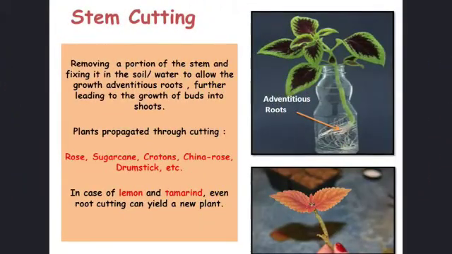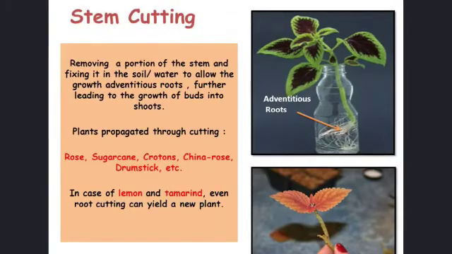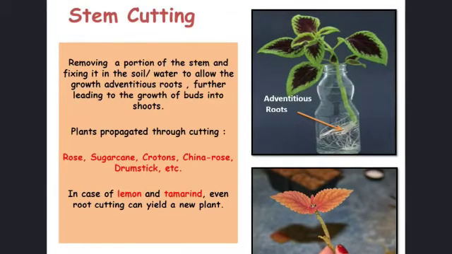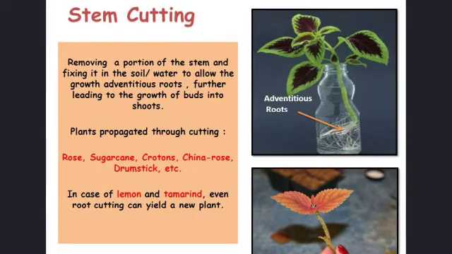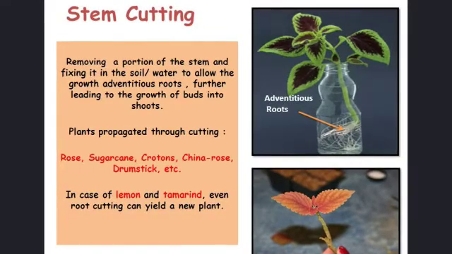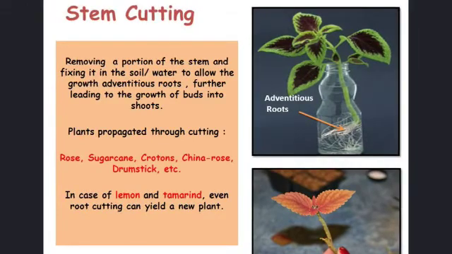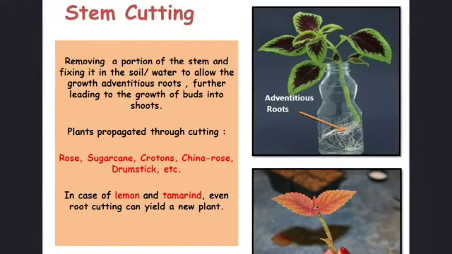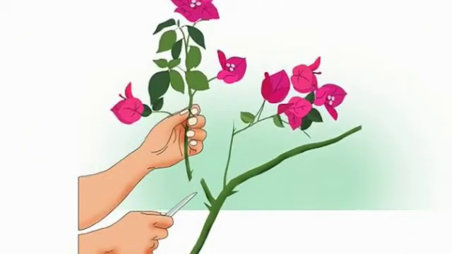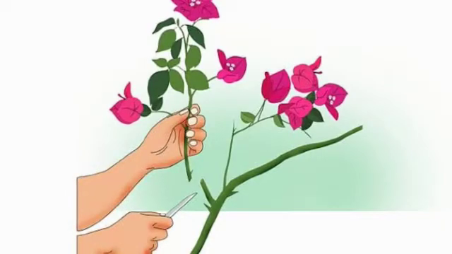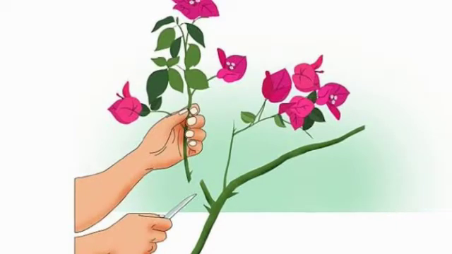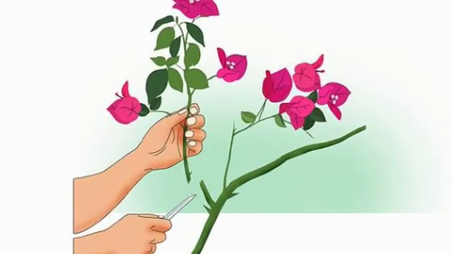The second method includes reproduction by stem cutting. In this method, we cut out a piece of stem bearing buds and leaves from the parent plant and plant it in the soil. After a few days, we'll observe an entire new plant emerging out of a single stem. Some other plants that grow through the method of stem cutting include sugarcane, rose, China rose, money plant, and bougainvillea.